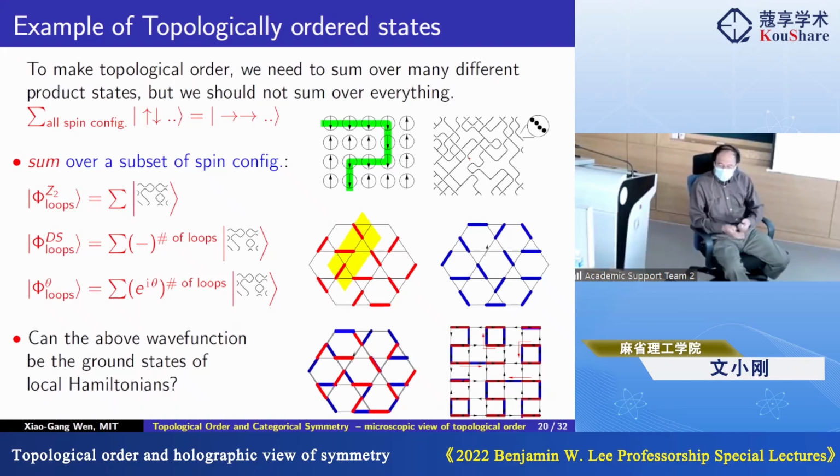That means there is no local unitary transformation which can transform such a wave function into a product state. Why? We'll see why. We can play some games. Maybe here is an equal weight superposition. We can have a plus or minus superposition, where the sign depends on whether the number of loops is even or odd. And then we can also put in some phase factor.